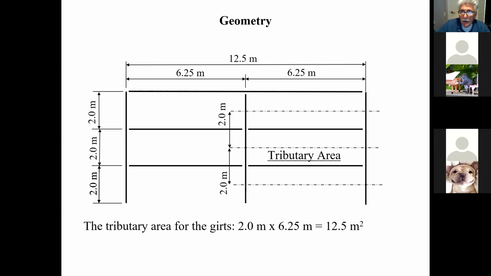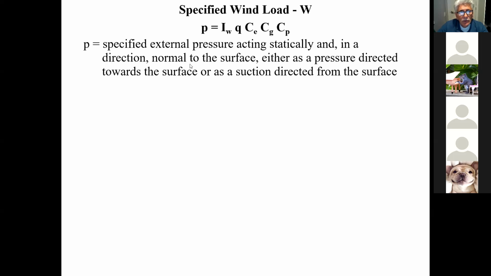Okay, so basically, this was the equation to calculate the wind pressures. And of course, we've seen this before, but it's good to review. So P is the pressure. It's always acting normal to the surface, that's what we assume, in other words, at 90 degrees to the surface. If it's a pressure, it's acting towards the surface. If it's a suction, it's acting away from the surface.